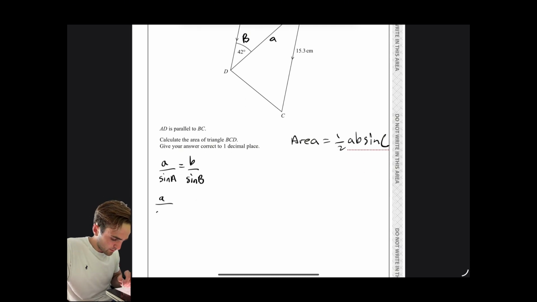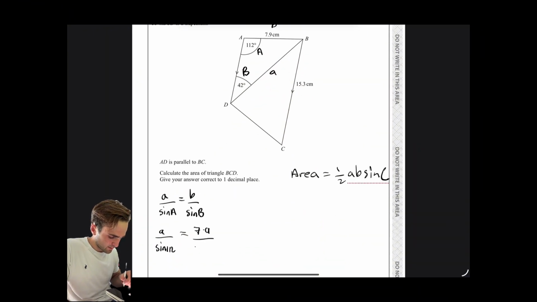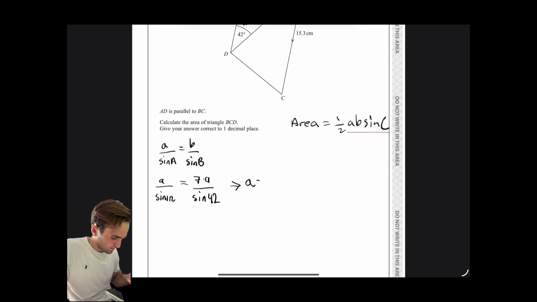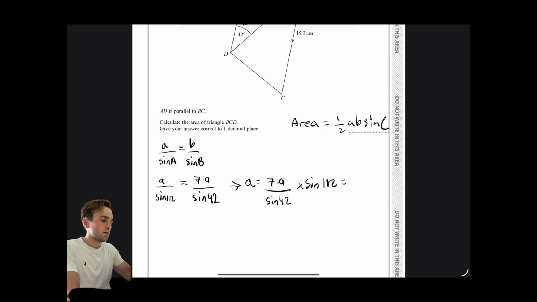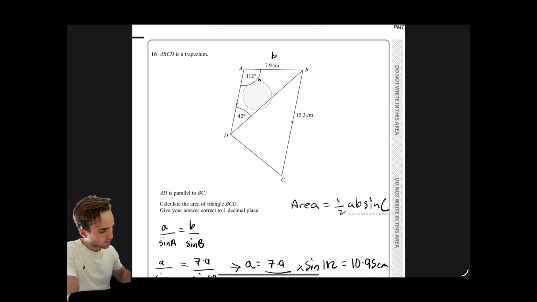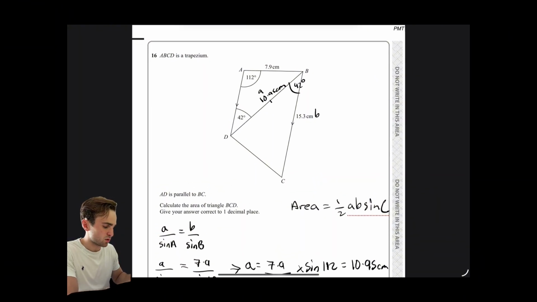So we have A over sine 112 equals 7.9 over sine 42. If we do some rearranging, 7.9 over sine 42 times sine 112 equals 10.95. So that's our side A. We're nearly there now. So this is 10.95. We're going to call this A, and this B, and this 42 degrees we're going to call C.